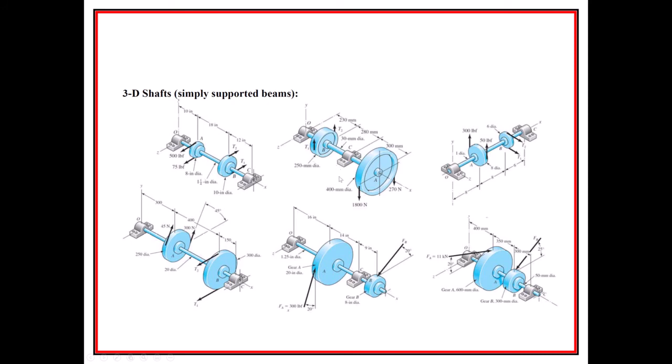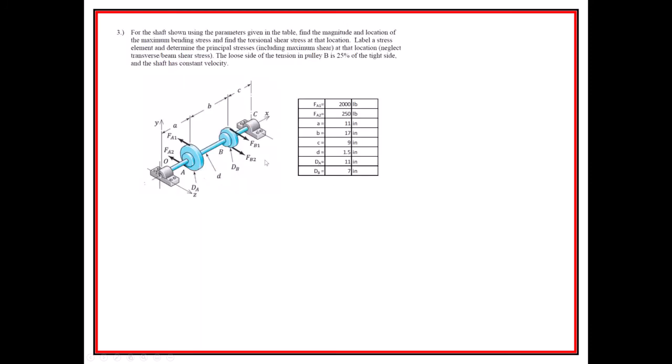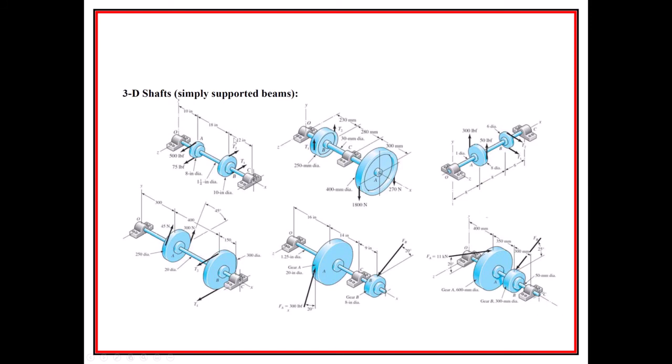Now, like I said in the previous video, there are really two different kinds of problems in this class: cantilever beams, the door handles, and simply supported beams, which are the 3D shafts. The problem I gave you is not a 3D shaft. It is actually just a 2D shaft. So it's very, very similar to this problem right here.